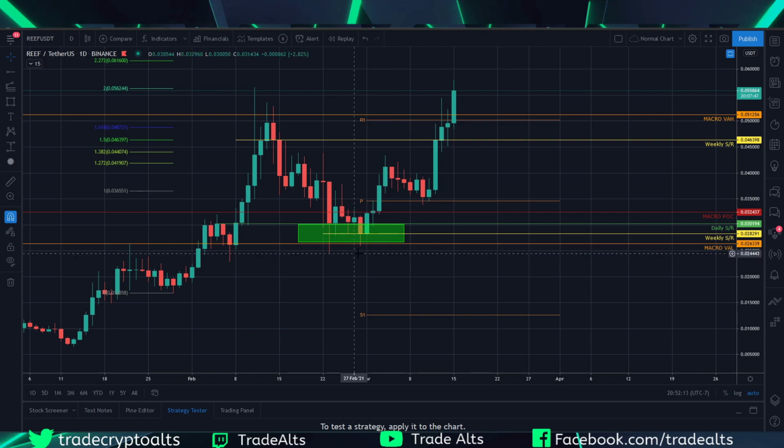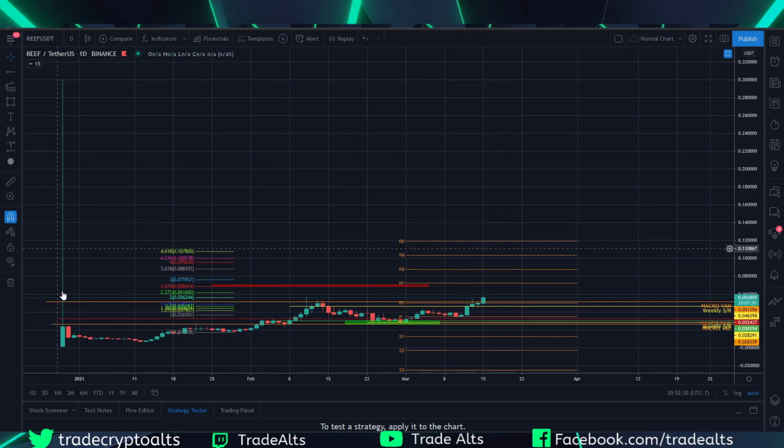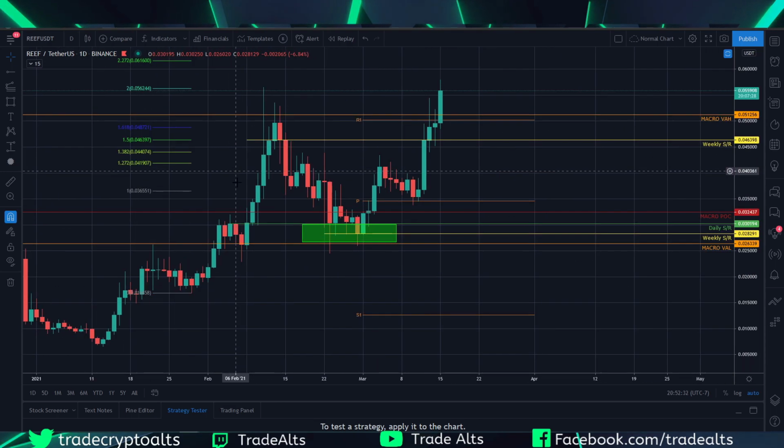You had your macro value area low sitting here. You have a weekly level that's sitting here that caught this price action really nicely. And then obviously you got your push higher. But there are some areas that I am interested in to the upside, because if you scroll out, I don't really take this wick into consideration. But Reef is pushing, it's looking really nice.